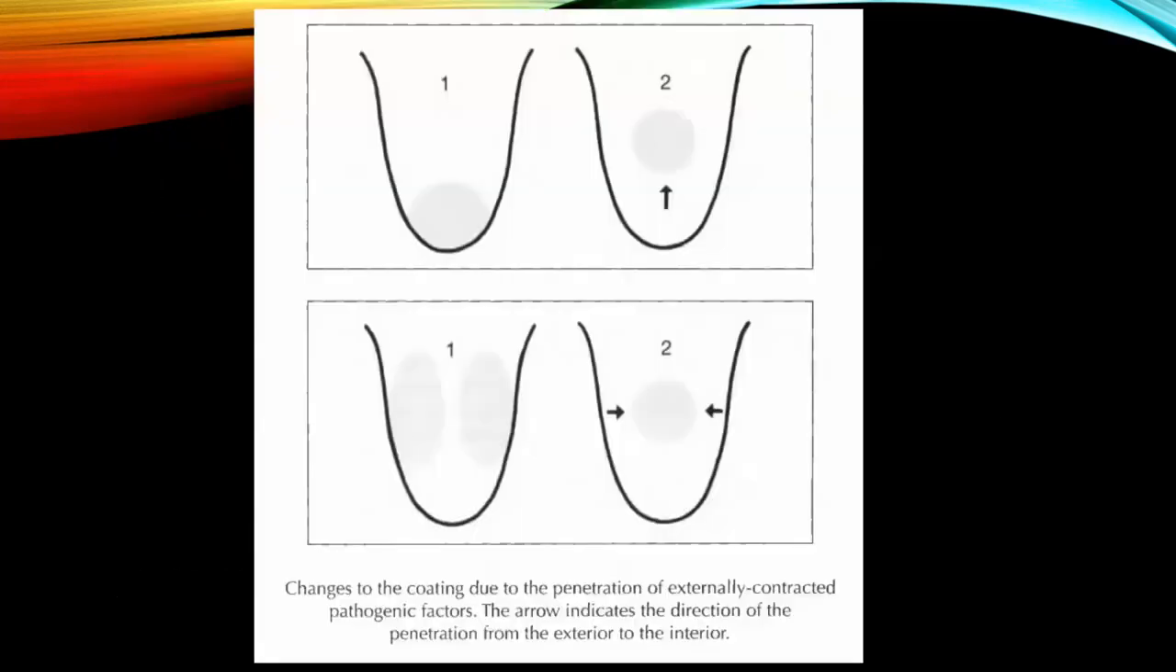Oh, there's one more. This illustration shows the changes to the coating due to the penetration of externally contracted pathogenic factors. The arrow indicates the direction of the penetration from the exterior to the interior as illustrated above.